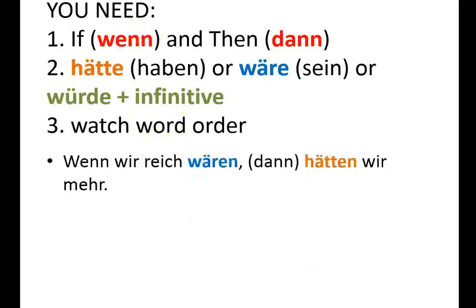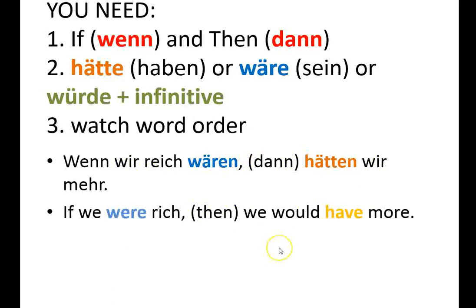All right, so zum Beispiel, wenn ich reich wäre, dann hätten wir mehr. So let's check. Do we have an if-then statement? Yes, if-then. Do we utilize the subjunctive forms of the verb? Do we have hätte, wäre, or würden plus the infinitive? Yes and yes. Did we watch our word order? Yeah, we made sure we put our verbs in the correct position. So, wenn wir reich wären, dann hätten wir mehr.